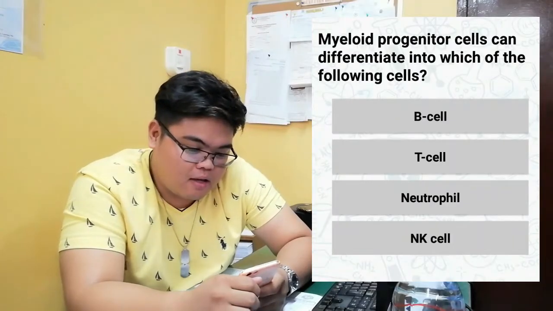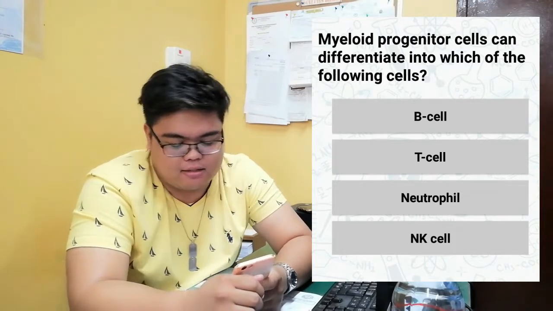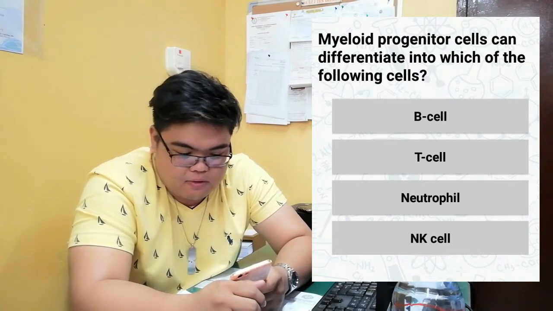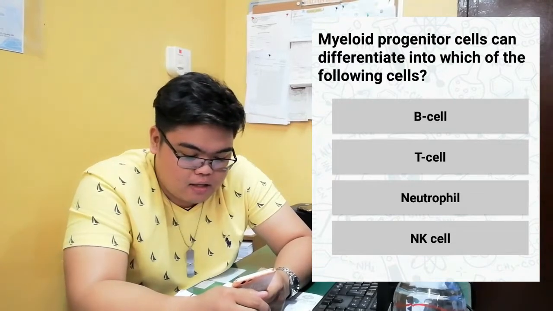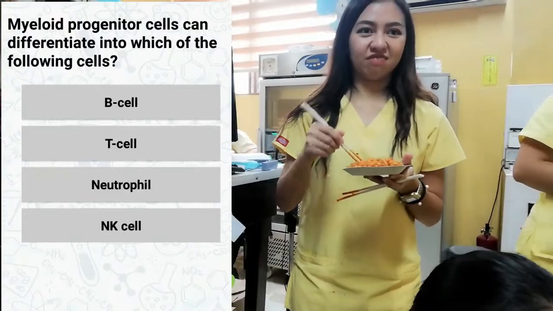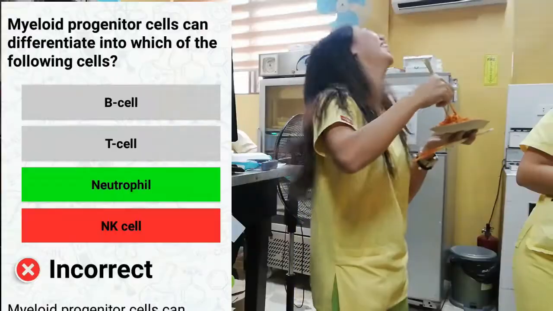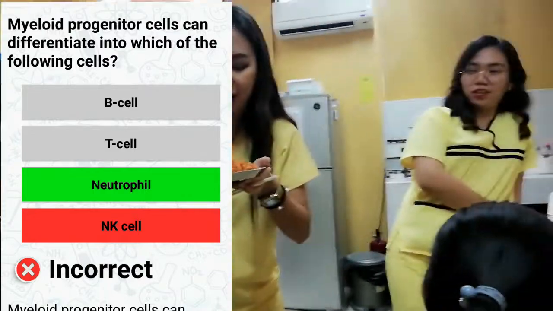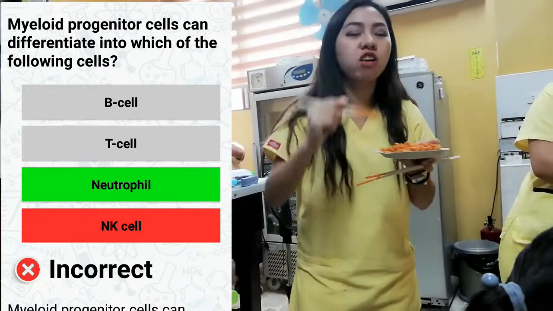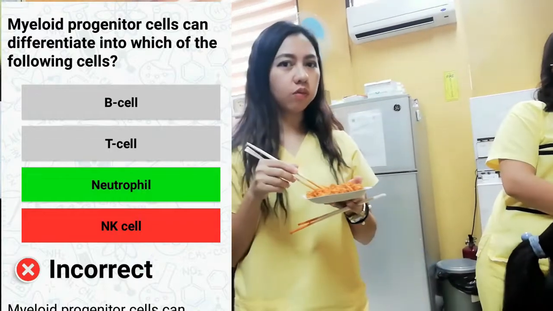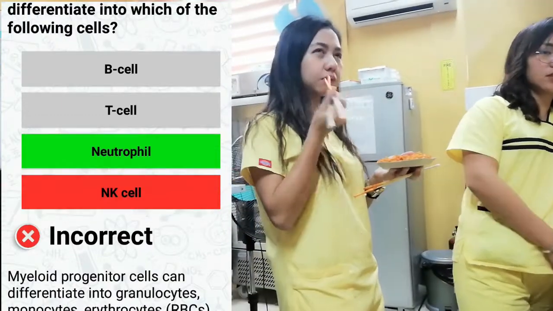So, next question. Myeloid progenitor cells can differentiate into which of the following cells? Letter A, B cells. Letter B, T cells. Letter D, NK cells. D. NK cells. B cells is incorrect. Yes, it's neutrophil.